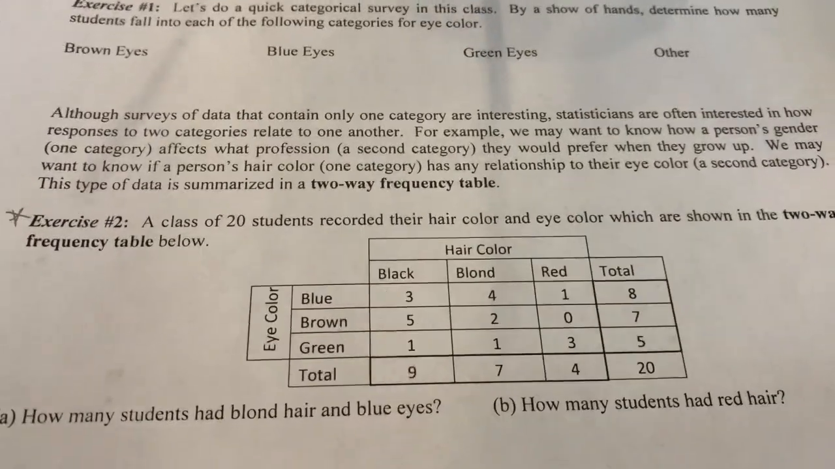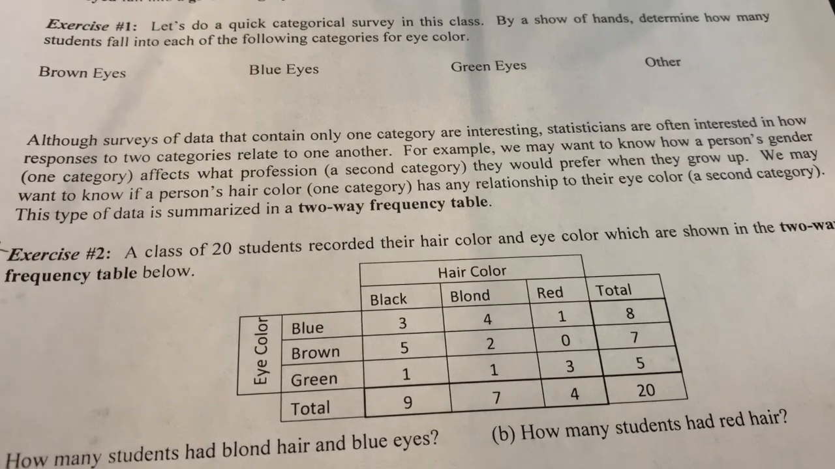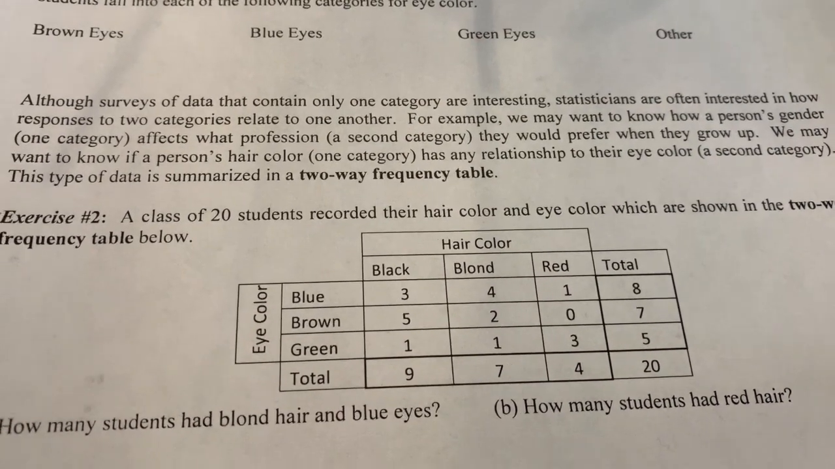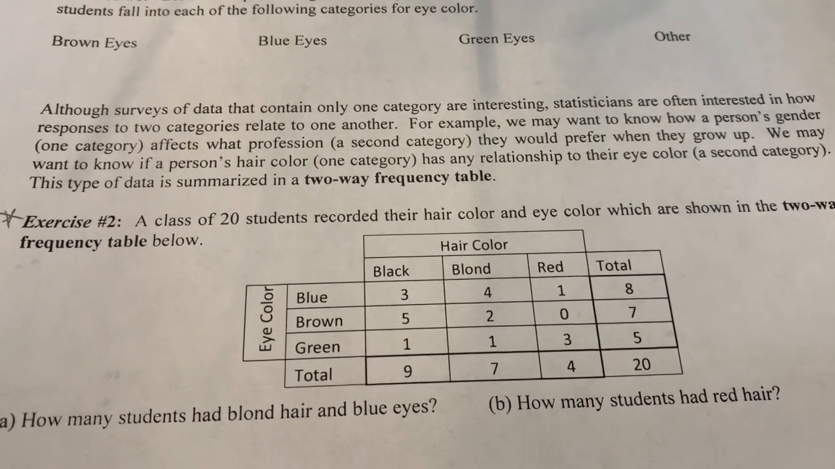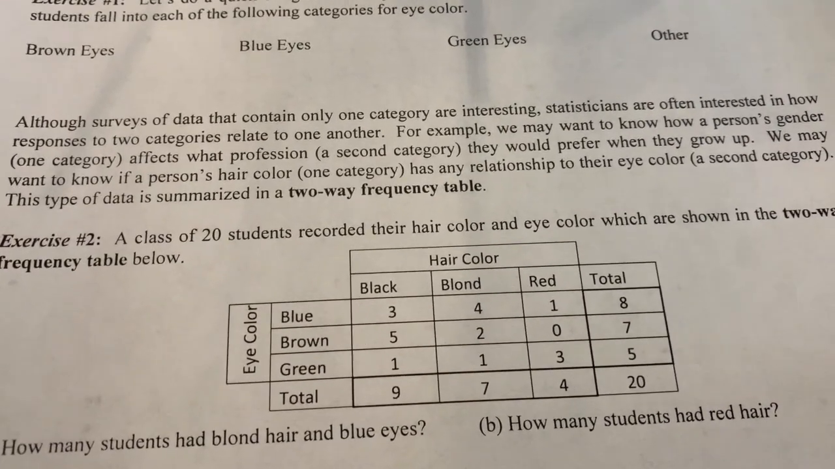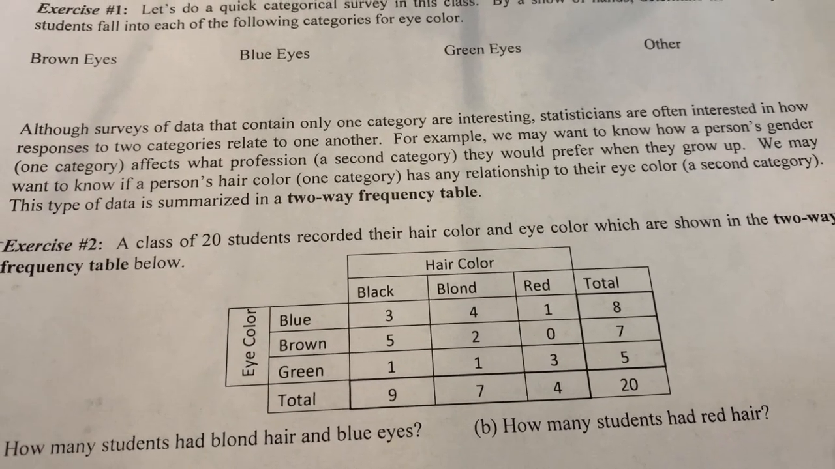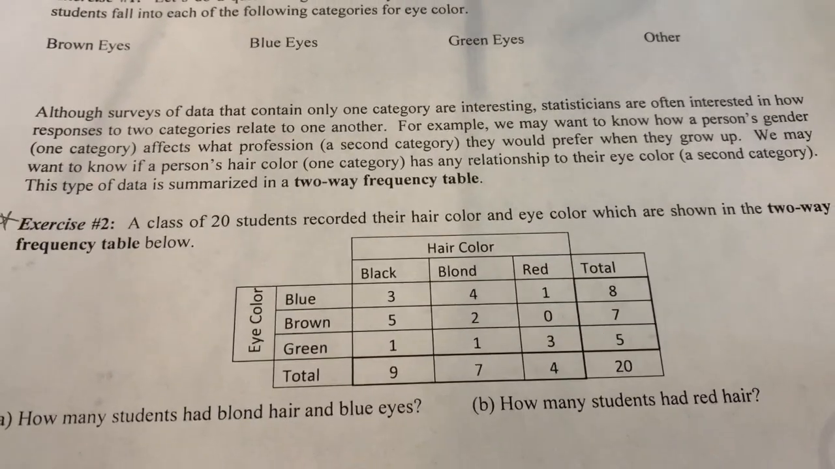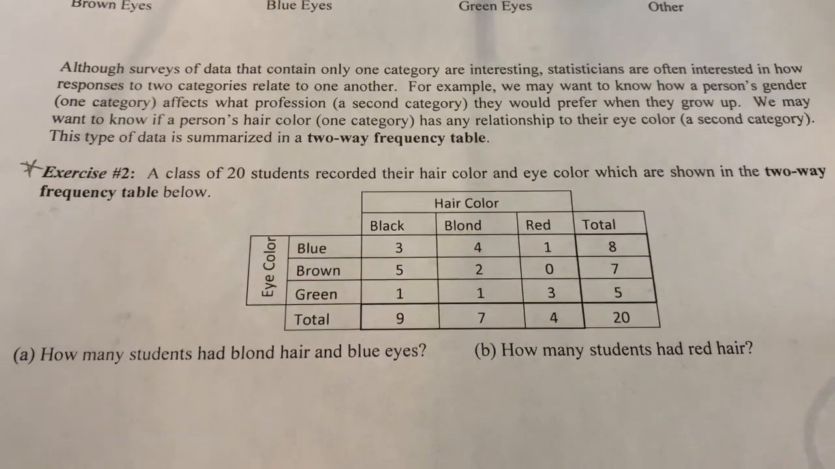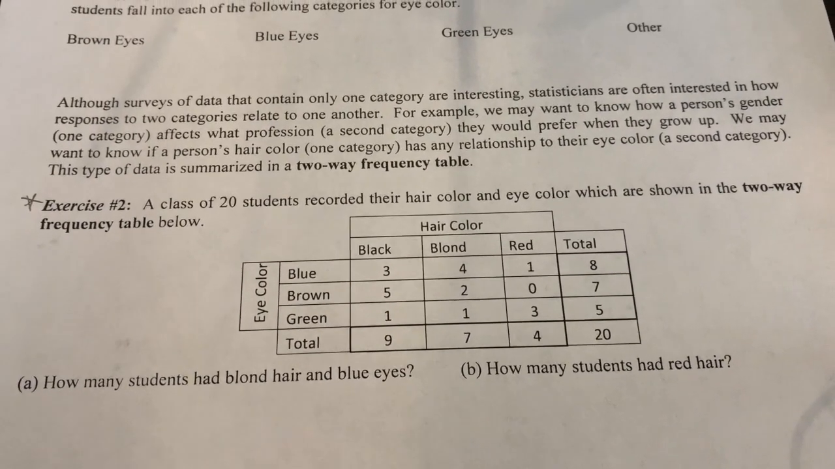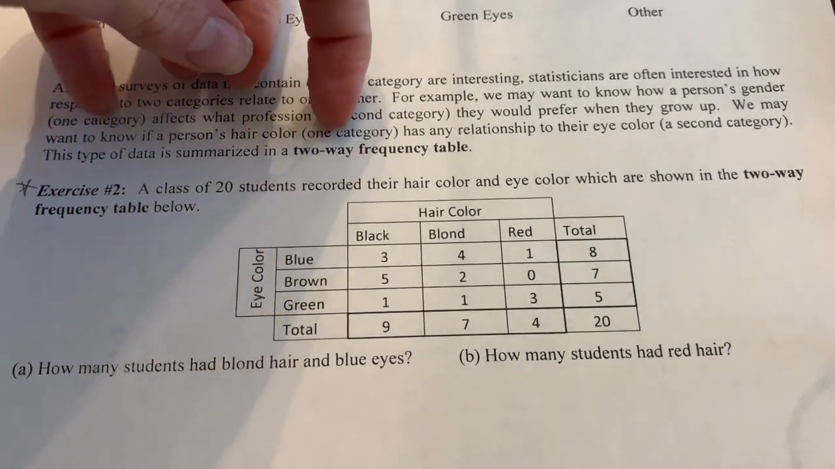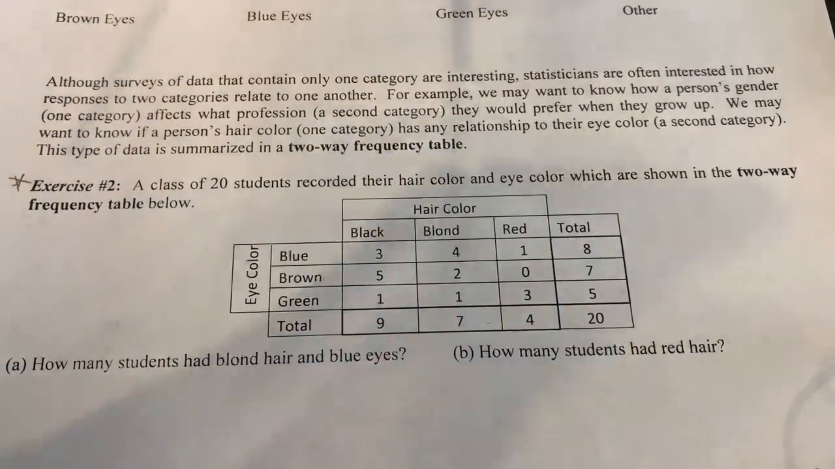Statisticians are often interested in how responses to two categories relate to one another. So, for example, we sometimes want to know how a person's gender, which is one category in itself, affects what profession they prefer when they grow up. So, for example, something very common is that teachers are more often women than men are. So those are two categories that are related, and this is sometimes more popular research than the numerical data because people are very interested in how categories affect each other. We might also want to know if a person's hair color, which is one category, has any relationship to their eye color, which is a second category.